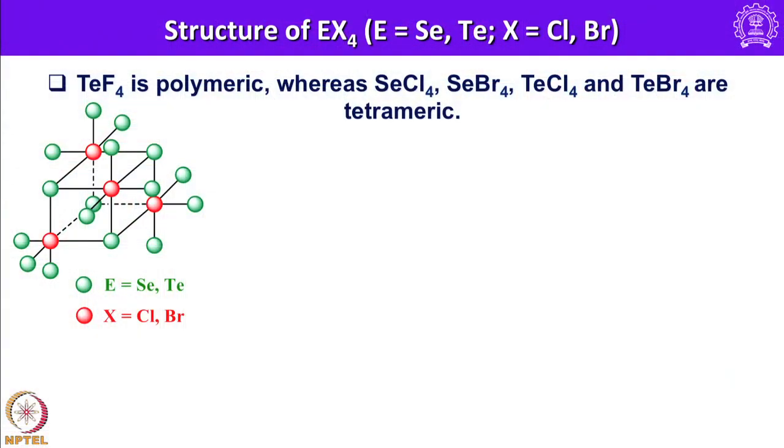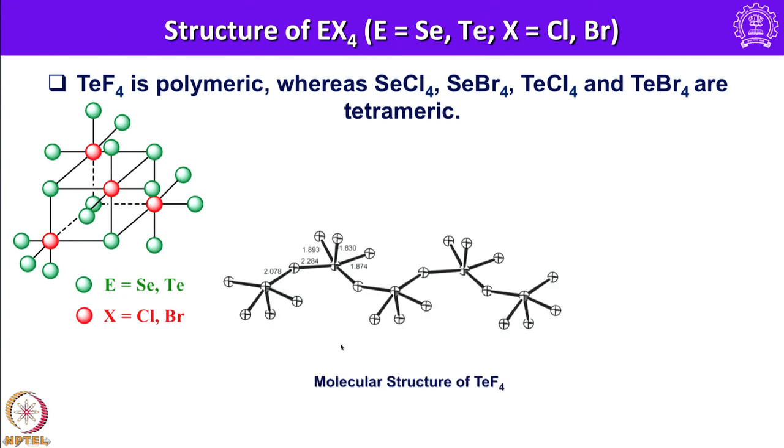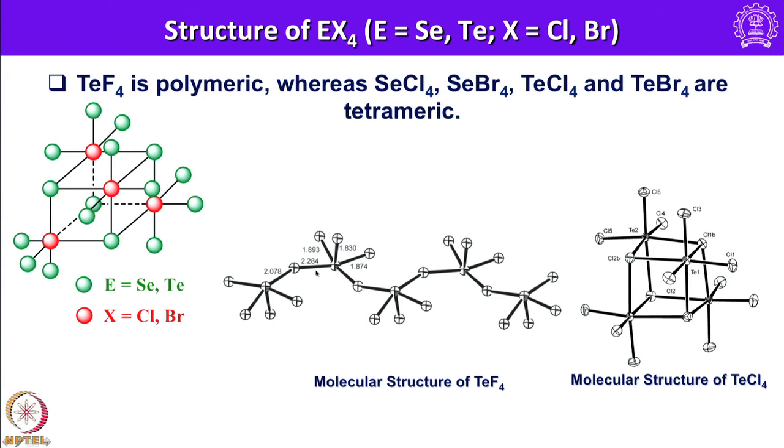You can see here in the slide, this is how selenium and tellurium tetrachloride and tetrabromide appear, having a cubane structure with alternate corners occupied by chalcogens and halogens, and with each chalcogen hexa coordinated. So, this is the structure of tellurium tetrafluoride, which has a one dimensional polymeric structure through the bridging of one of the fluorine atoms between two tellurium atoms. And this is the structure of tellurium tetrachloride. This is very similar to what I have shown here.